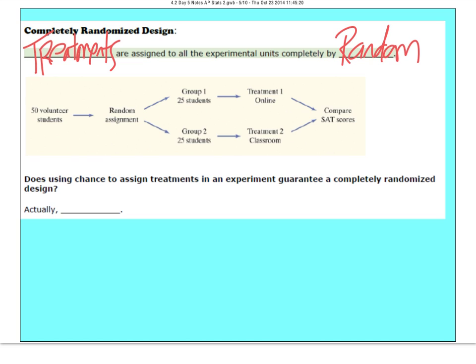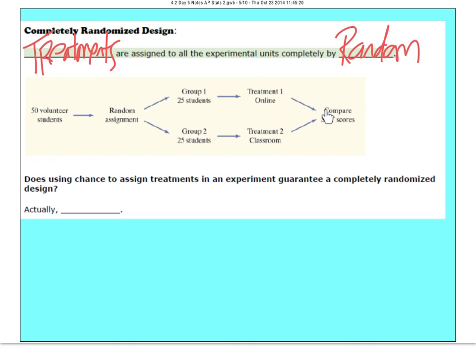In this case, we have a scenario. We have 50 volunteers. We're going to do a random assignment, and we would talk about what that random assignment is. How did we do it? Once we randomly assign them, we would say into group 1 and group 2. And here we have 25 students. In this case, they're going to be having students take an online prep course for SATs versus a classroom prep course, so that's the treatment.